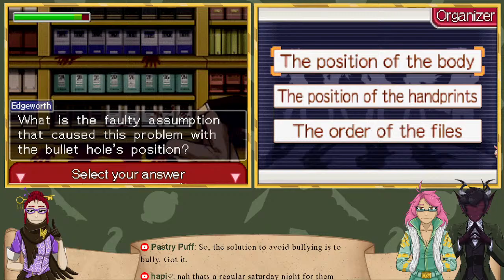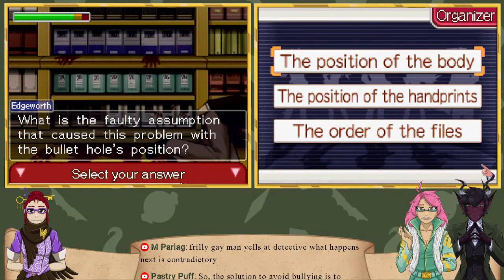Okay. What do you guys think? So he couldn't have been shot... Well, he couldn't have been shot in the abdomen. That's where all the stuff was. So what is faulty about the assumption that caused the problem with the bullet? I feel like it would be the position of the body, right? That's like the one I don't think it is. But... Yeah. Really?